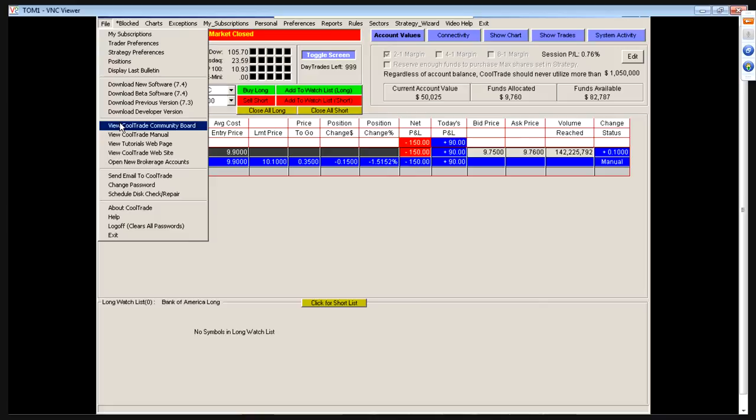So we have a CoolTrade community board also. If you want to ask a question and get a really quick response, sometimes the best thing to do is go onto the community board and ask. There's usually hundreds of people that will very quickly respond and get back to you with an answer to a technical question. View CoolTrade manual. So there's a manual here. There's tutorials here. View the CoolTrade website. If you want to go there, you can.